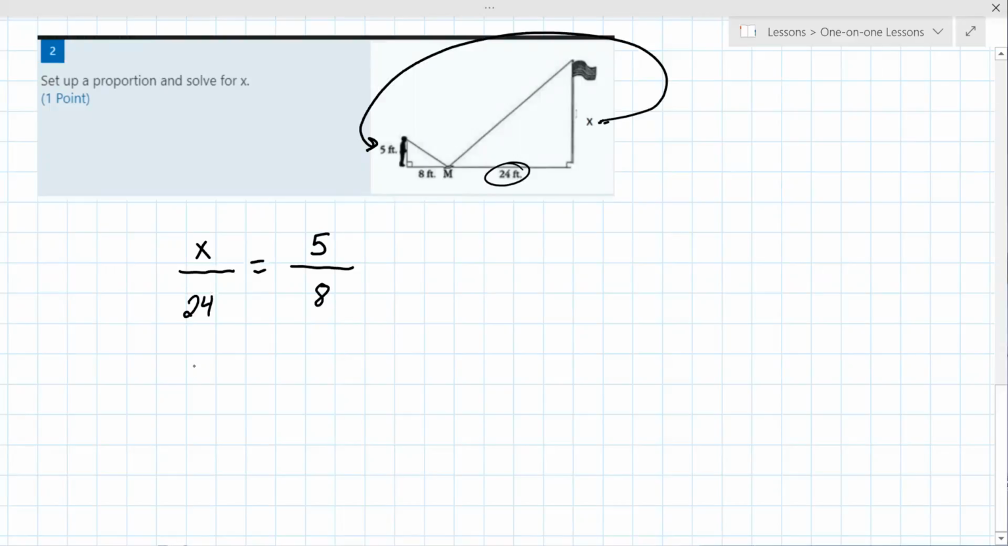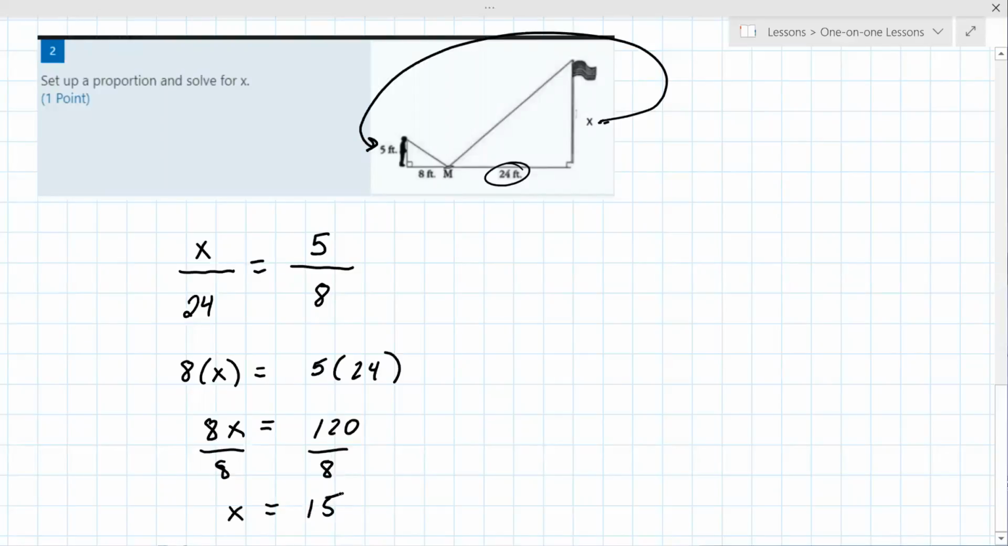So again, you're going to cross multiply here, 8 times x. There are other things you can do to shortcut this, but this is good enough. So 8x equals 120. Divide both sides by 8. So x equals 15. I'm going to move on to number 3 unless there's a follow-up to number 2 that you need. No, I'm good. Great.